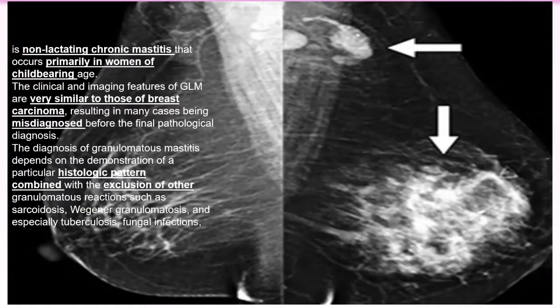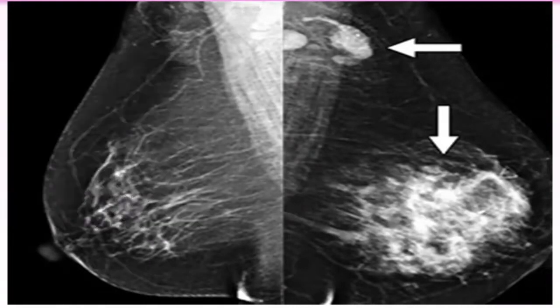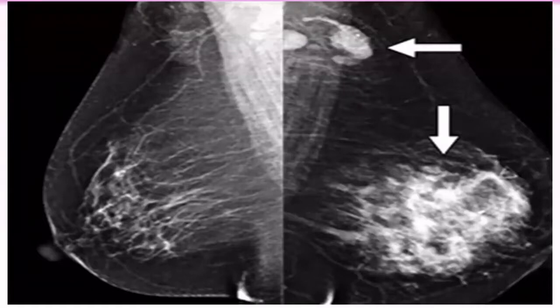But we also have the idiopathic type. All are rare, and the idiopathic is extremely rare, a very rare disease. It has a name, the idiopathic granulomatous. What is the alternative name for idiopathic granulomatous mastitis?